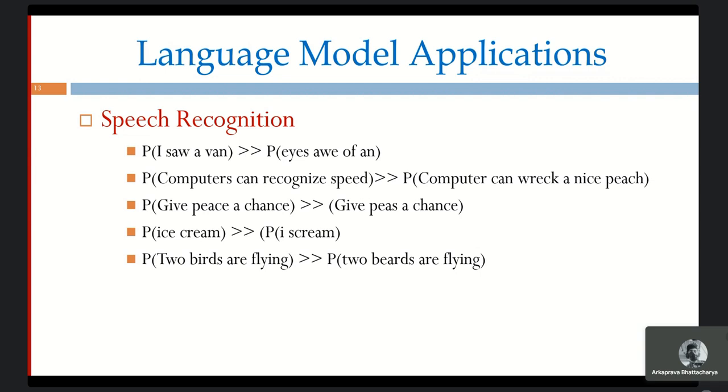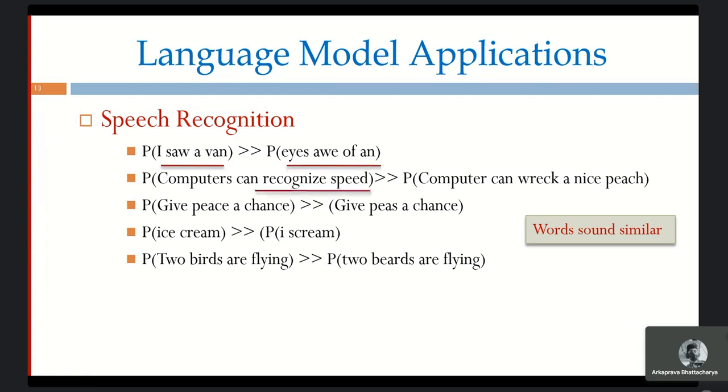I saw a van could be generated like eyes or of an, which sound similar. These are the words which sound similar. Now, if you look into the second one, the computers can recognize speech. So you can see how the recognize is being translated as recognize. Now, if you look into the third one, give peace a chance. So instead of peace, it might be translated as peace. If you have ice cream, it may be translated as ice cream.